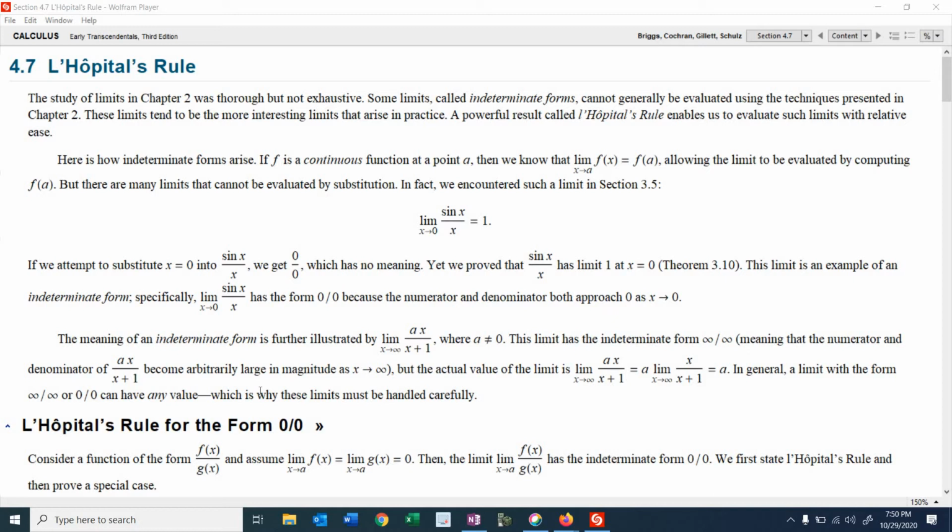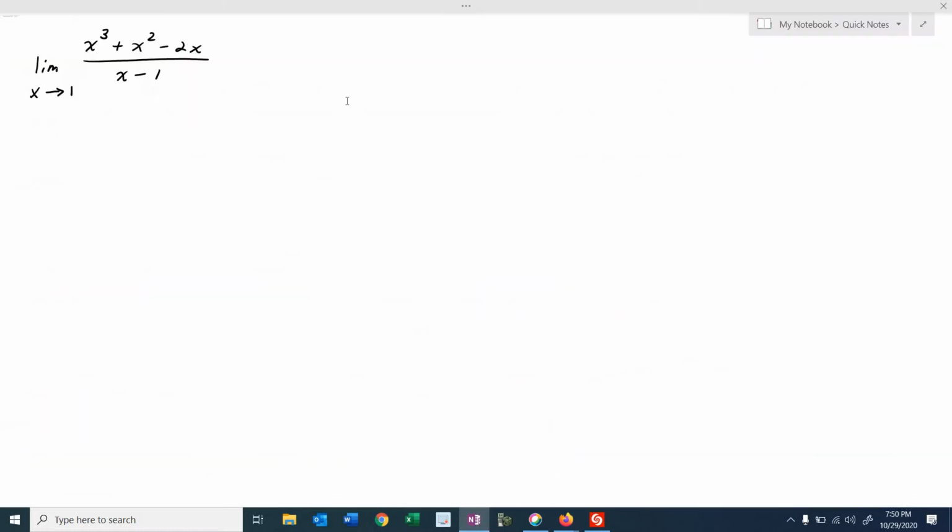And the way we handled those in chapter 2 was we tried to simplify the function in some way to make it determinable. So what we're going to do in this section is look at an alternative way to handle some of those indeterminate forms using L'Hopital's rule. Okay, so let me show you some examples where we can use L'Hopital's rule to evaluate these limits that have these indeterminate forms.